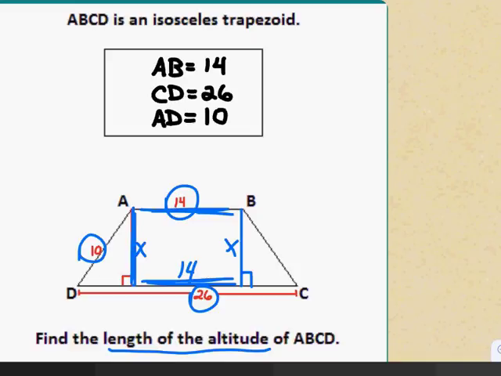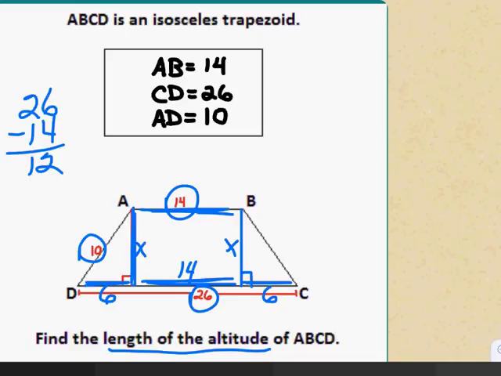And if the entire length of segment CD is 26 and part of it, the segment between the two altitudes, is 14, 26 minus 14 tells us that the other two segments put together total 12. Because it's an isosceles trapezoid, those two segments, this one and this one, are congruent. So if they total 12 and they're divided into two equal parts, each part has to be 6.